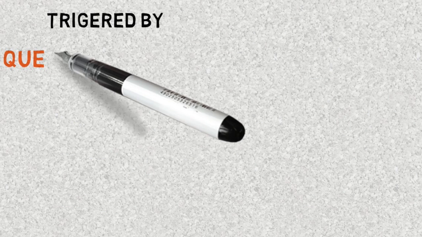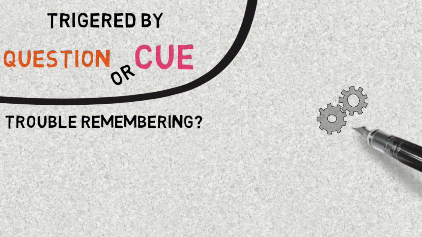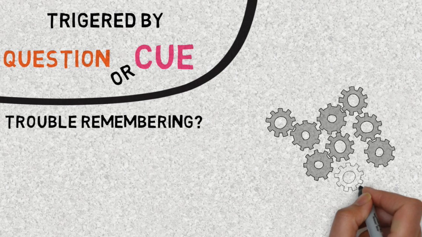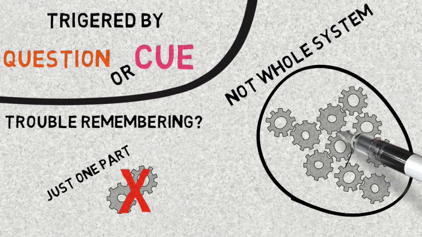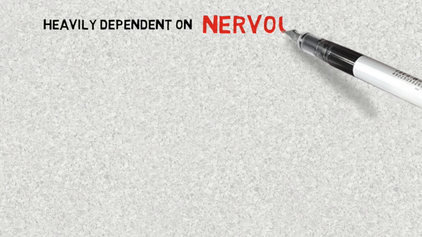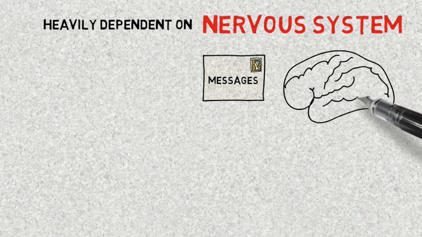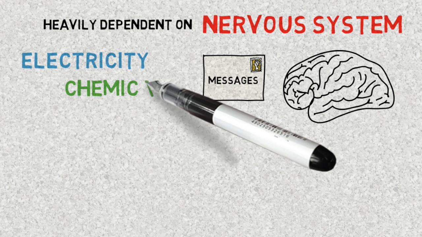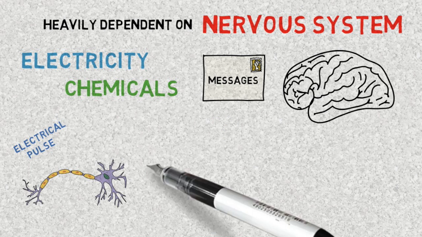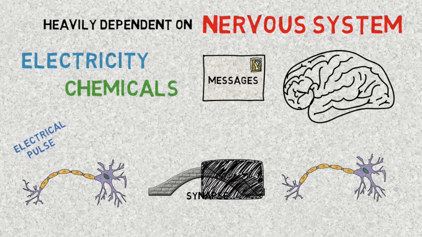Most of what we remember is by direct retrieval, where items of information are linked directly to a question or cue. However, if you do have trouble remembering something, it's usually not the fault of your entire memory system, but an inefficient component of one part of your memory system. Memory is heavily dependent on the nervous system and uses it to send information all across the brain to the different parts of the brain needed for memory. Memory is encoded and stored using the language of electricity and chemicals. Electrical pulses carry messages through neurons and across synapses as the chemical messengers known as neurotransmitters relay, amplify, and modulate signals between neurons and other cells.